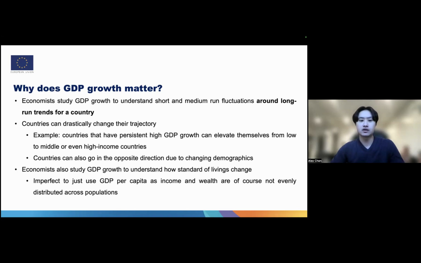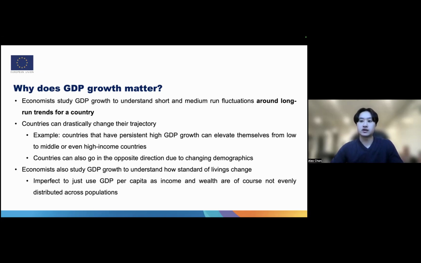We also care about it because countries could drastically change their trajectory, right? Just like an individual can go from low income to medium or high income over their lifetime, countries could also do the same. Countries that have persistent high GDP growth could elevate themselves to a different income bracket, and countries could also go in the opposite direction due to changing demographics. If their population is aging, or if things are not going well in the labor market, people start leaving. These are things that might cause a country that was once prospering to start to decline and force itself to look at different policy solutions, right?